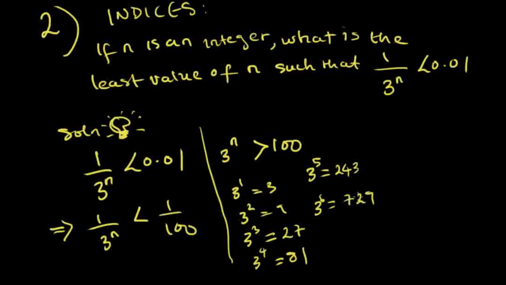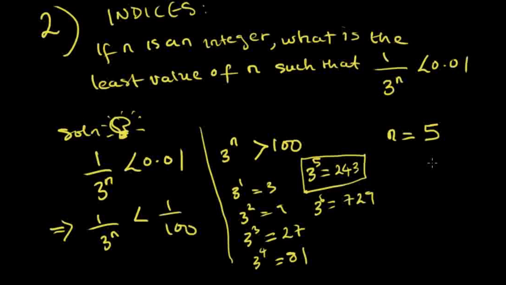Oh, why am I even continuing? I've already gotten this particular one. So this is the first value that, when I raise 3 to the power of a particular number, it becomes greater than 100. So the answer to this problem is n equals 5. So n is the least value that will either make 3 raised to the power of n strictly greater than 100, or 1 over 3 raised to the power of n strictly less than 0.01.